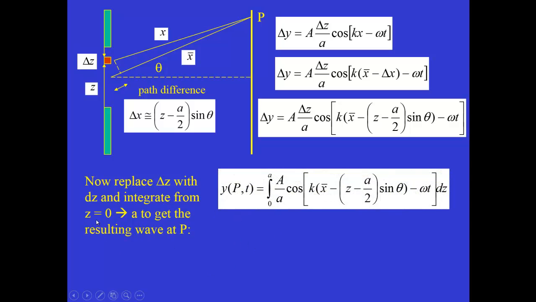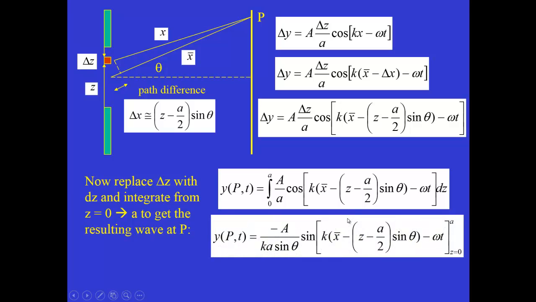So the integral is simply, all we do with this equation is we replace delta z with dz and move it to the end where it properly belongs for an integral, and then we integrate from z equals 0 to a. And you'll see what changes as z goes from 0 to a. What changes is the path difference. It's inside this overall cosine term.